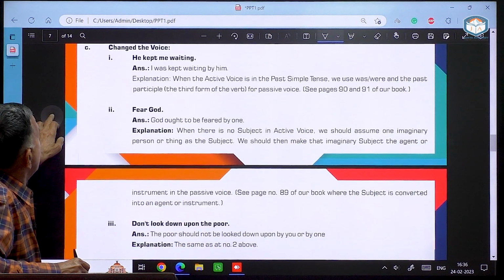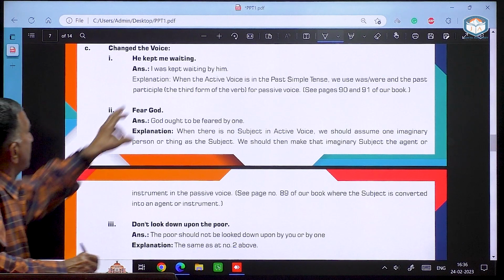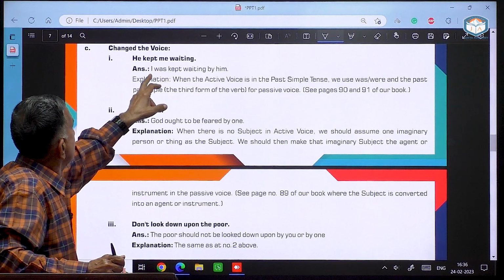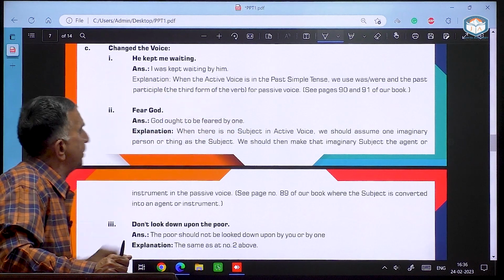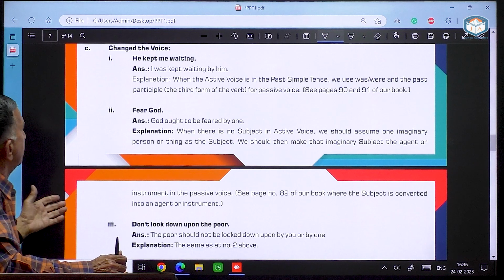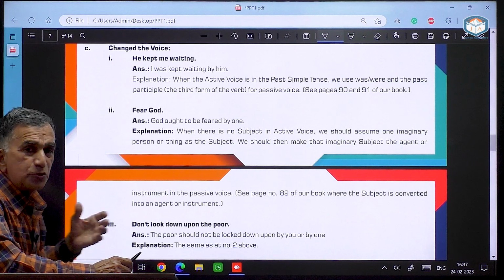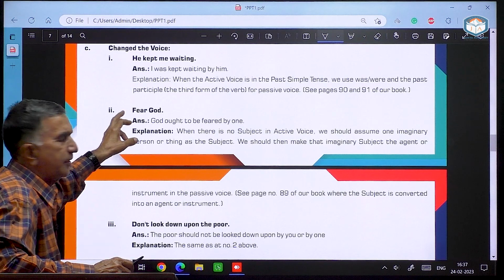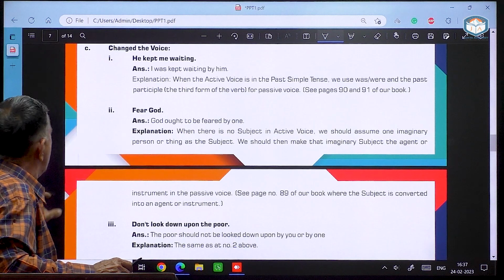Now next is part C, active passive. He kept me waiting. Object becomes the subject and subject becomes the agent or instrument. I was kept waiting by him. Fear God. When there is no subject, supply a subject here. One or you should fear God. God ought to be feared by you.